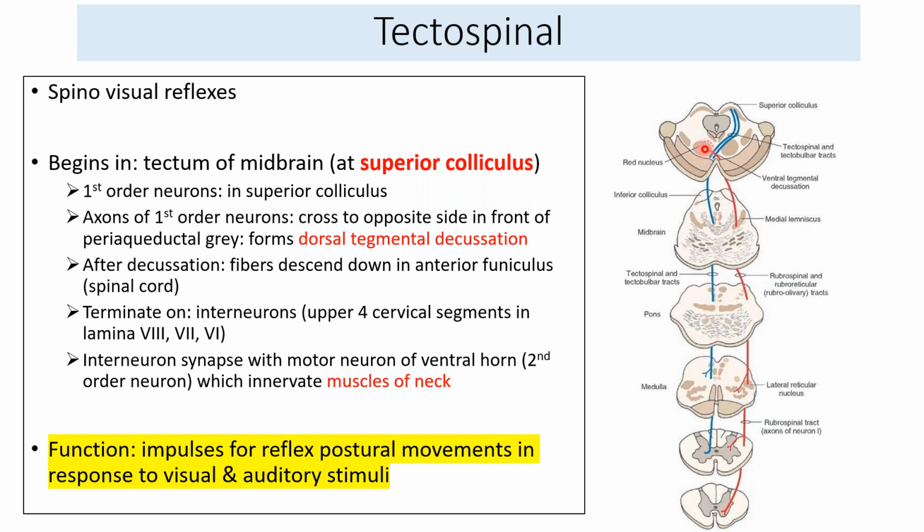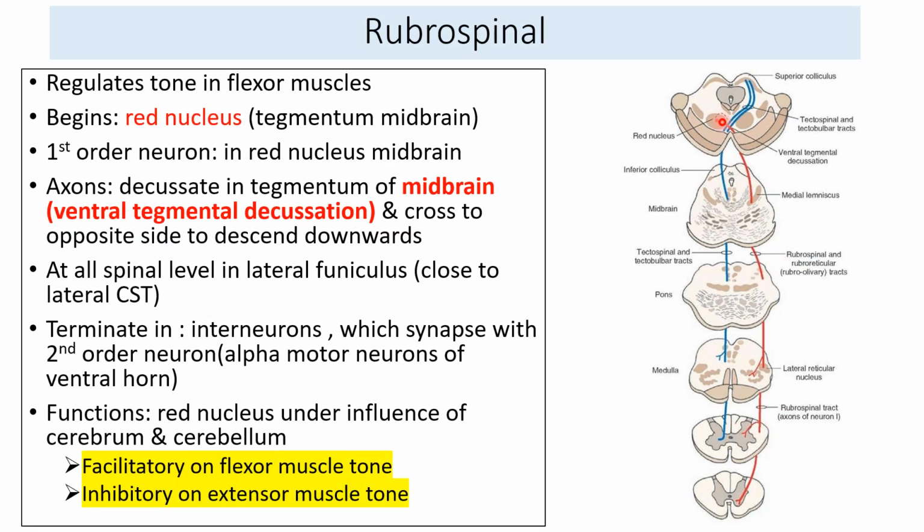Now adjacent to it, arising from the same midbrain, you can see another tract which is again crossing at the level of the midbrain and descending down. This is arising from the red nucleus of the midbrain, and this also crosses but more ventrally, so causing ventral tegmental decussation. This tract is called the rubrospinal tract. So the second extrapyramidal tract, which arises from the red nucleus, then crosses over, forming the ventral tegmental decussation, descends down to the second order neuron, which is the alpha motor neurons of the ventral horn. So they are the rubrospinal tract.